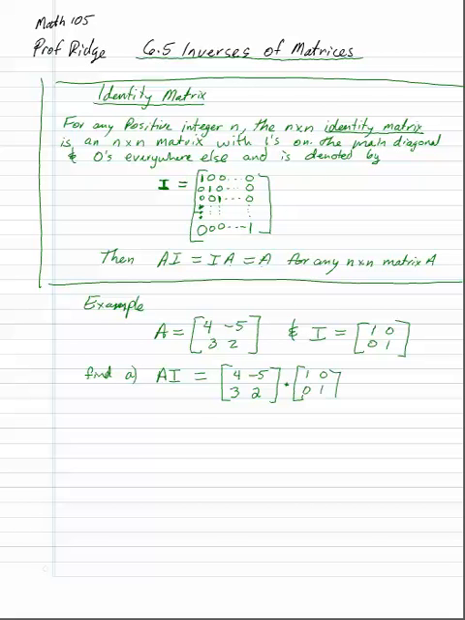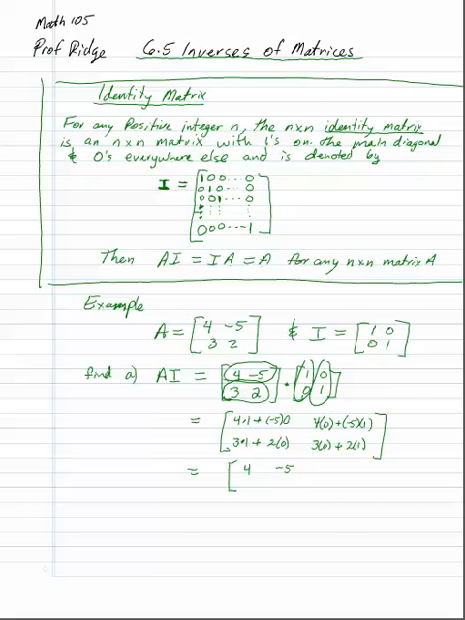Remember, you're going to take the row times the column. So we get 4 times 1 plus negative 5 times 0. Then row 1, column 2: 4 times 0 plus negative 5 times 1. Now row 2, column 1: 3 times 1 plus 2 times 0. Then row 2, column 2: 3 times 0 plus 2 times 1. And we get 4 plus 0 is 4, 0 plus negative 5 is negative 5, 3 plus 0 is 3, and 0 plus 2 is 2, which you can see is A.